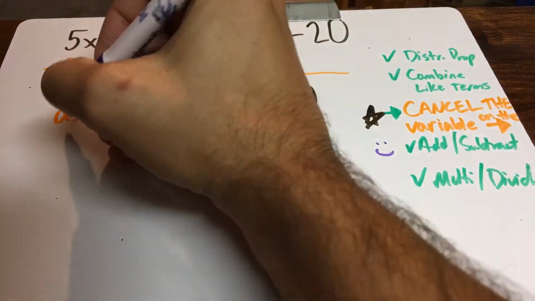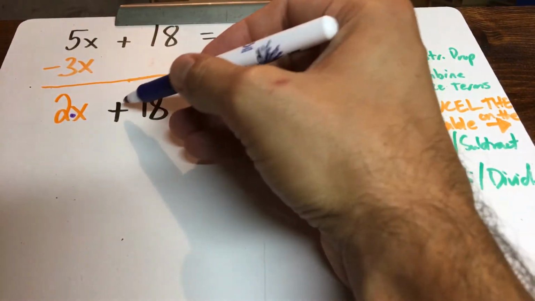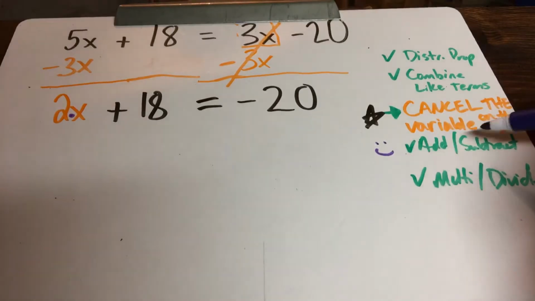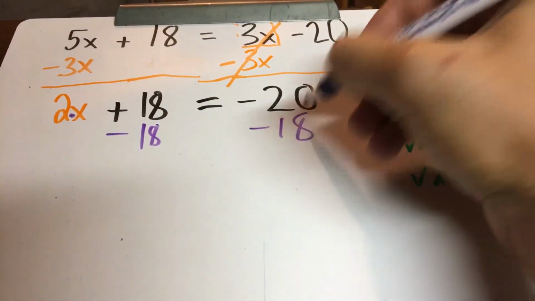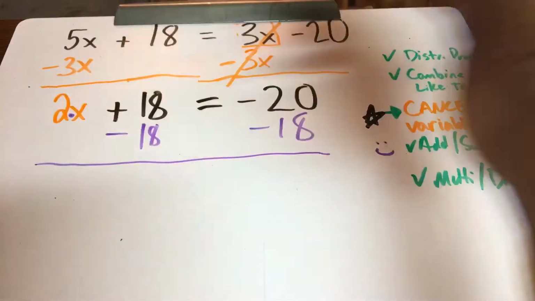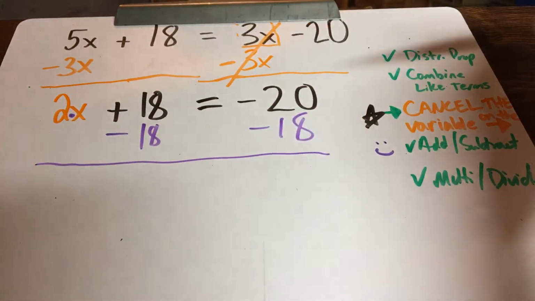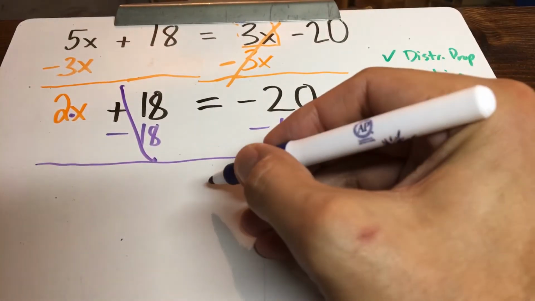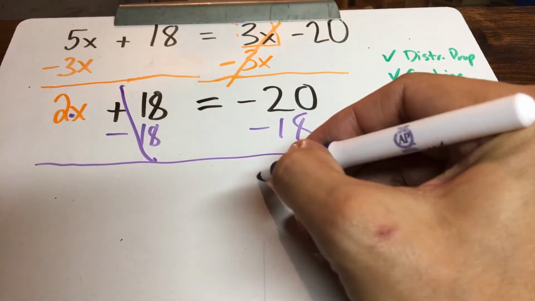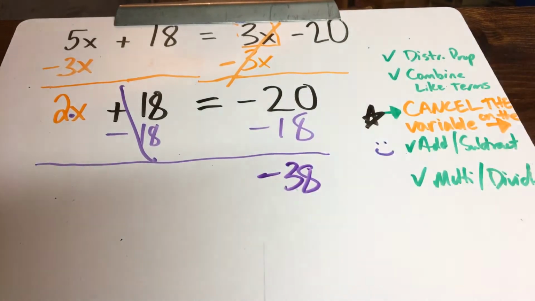So the letter x is being multiplied by 2. It has adding. And so I'm going to undo the adding or subtracting. Instead of adding 18, I want to do subtracting 18. Whatever you do on one side, you do the same thing on the other side. So this one is the subtraction property of equality. 18 minus 18 is 0. Over here, negative 20 minus 18 is negative 38.